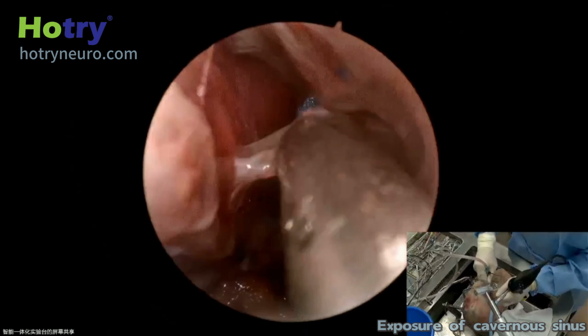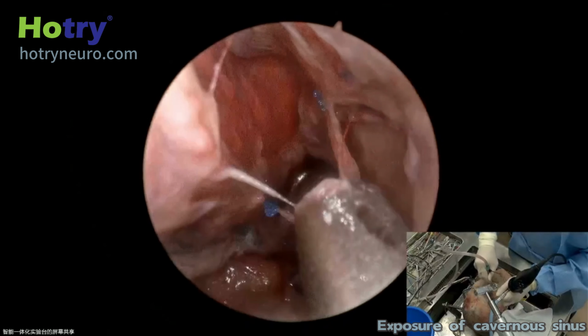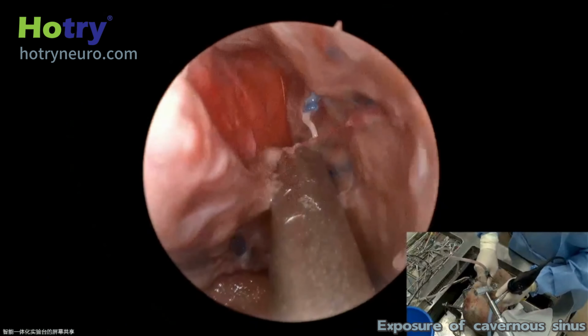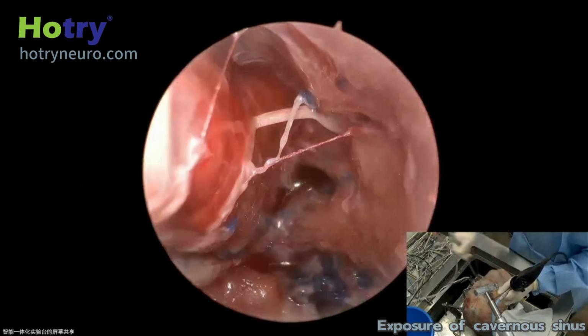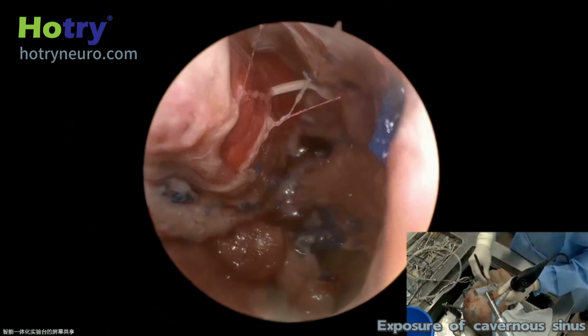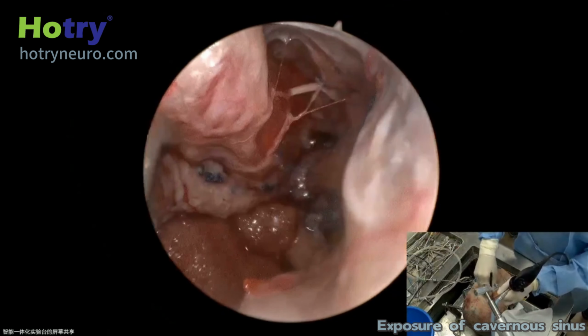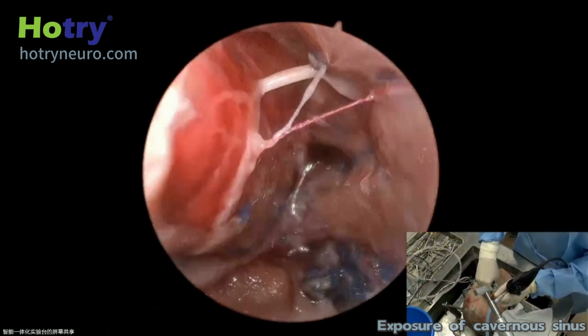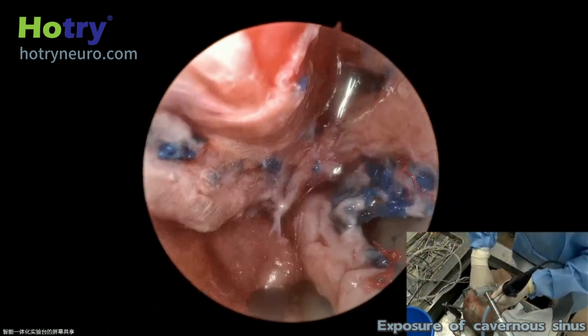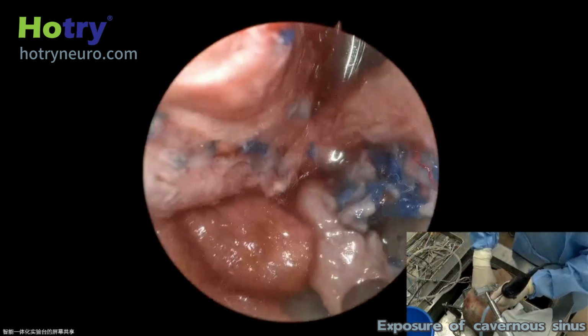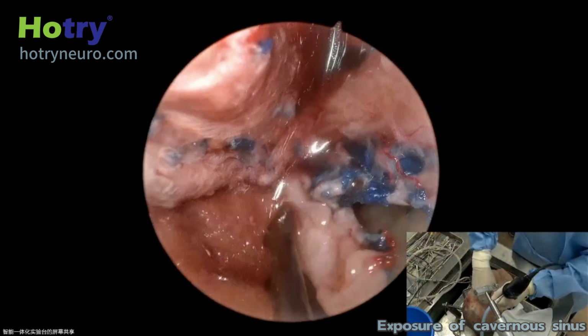Okay, I want to show you the cavernous sinus. I think some of you have already exposed the cavernous sinus. I think it's more important to know the approach, how to enter the cavernous sinus. So this is V2. This is a tissue paper I just put in. As I said, this specimen is quite flimsy.